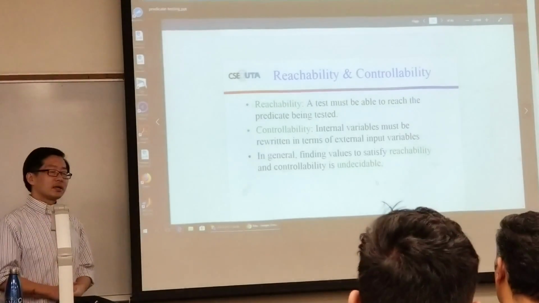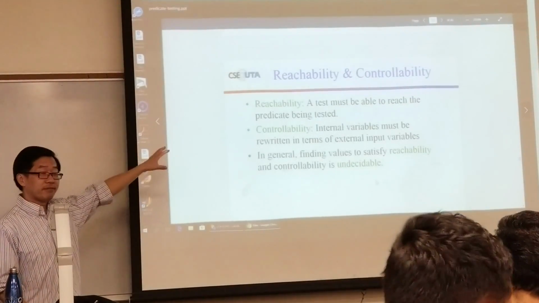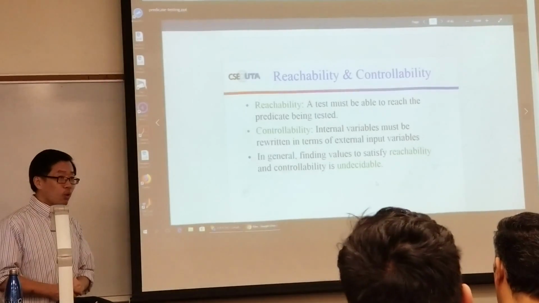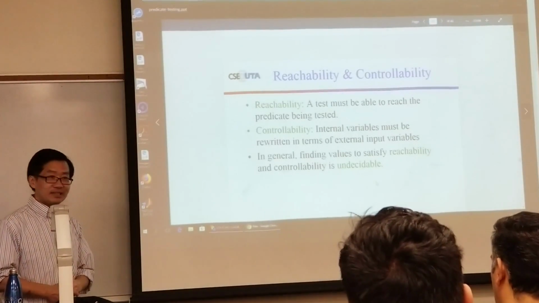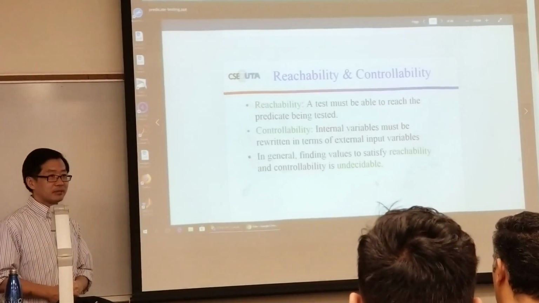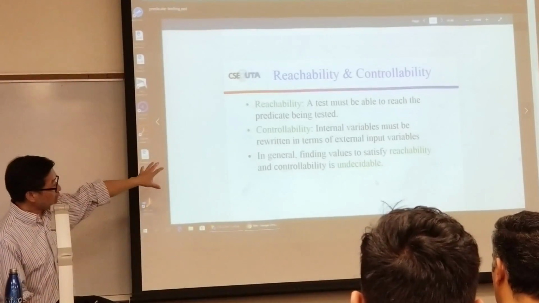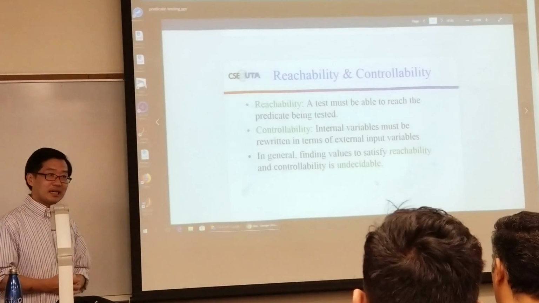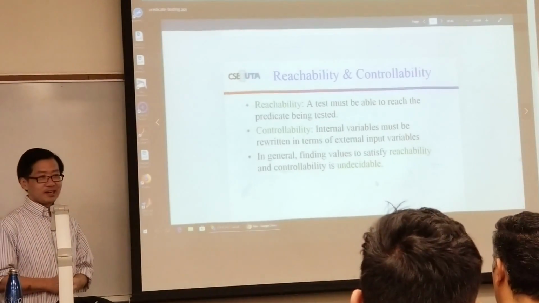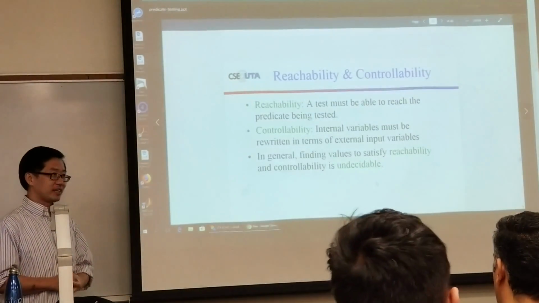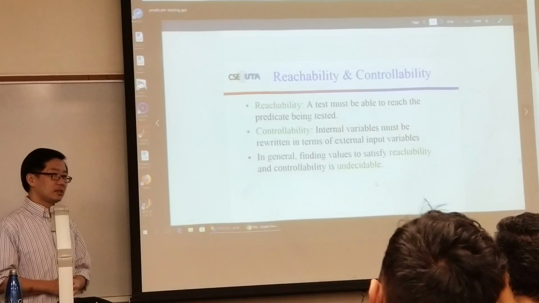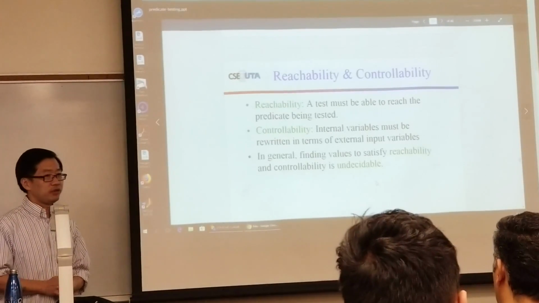Okay. These two issues are very challenging issues. Okay. It requires understanding about the semantics. Because of that, they are undecidable issues. And these two issues, to a significant extent, are what makes automated test generation really difficult.